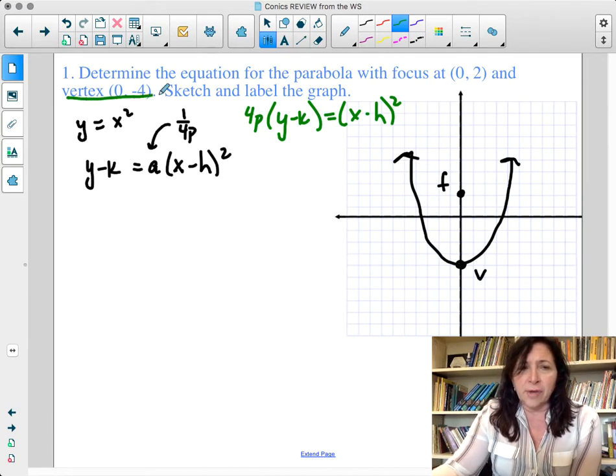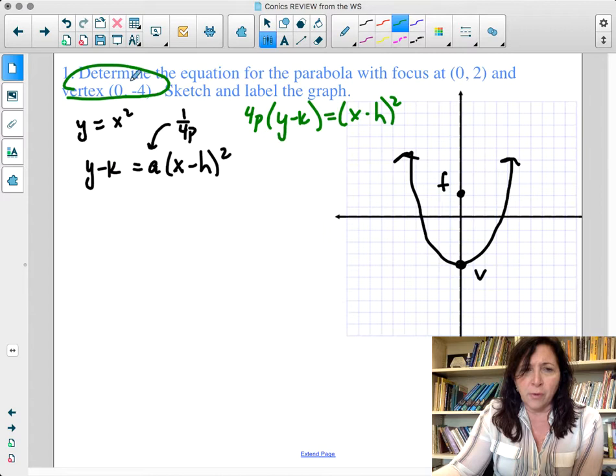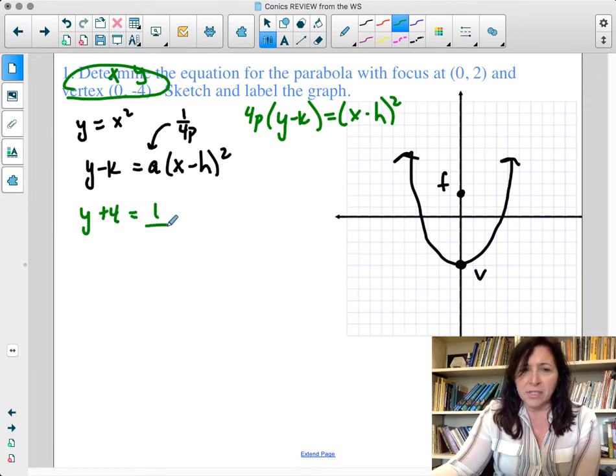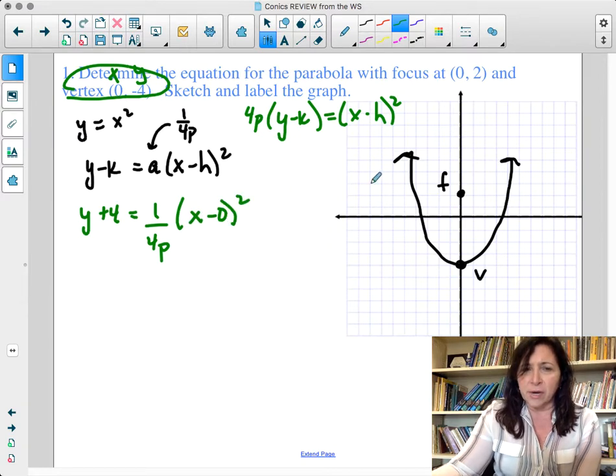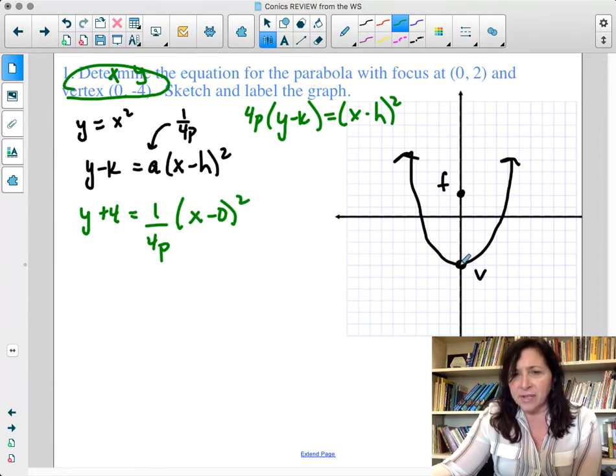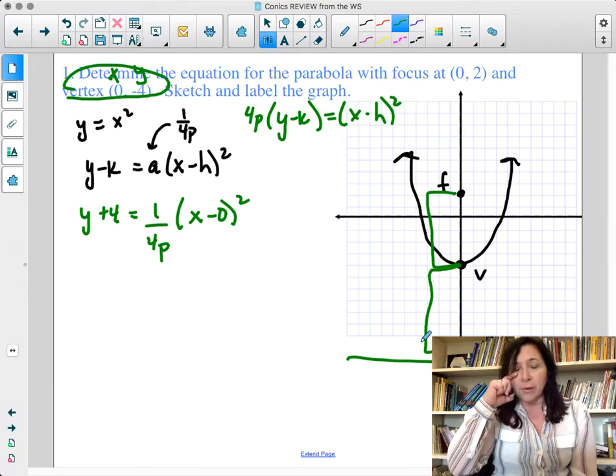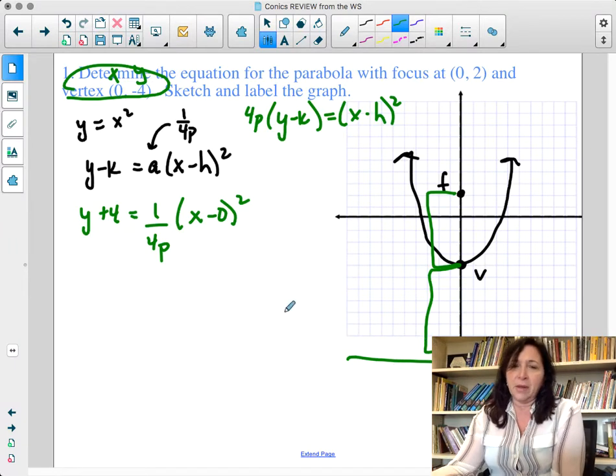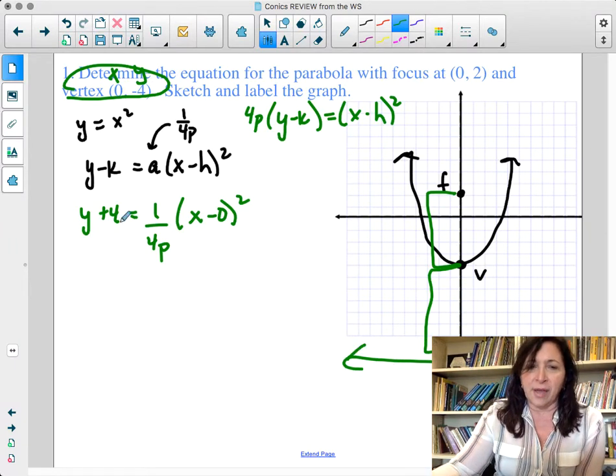So we do know that our vertex is at (0, -4). Remember, this is x, this is y, always. Y always goes with k, so this is going to be y plus 4 equals a, which is 1 over 4p, times the quantity x minus 0 squared. P is the distance from my vertex to my focus, but also the same distance from my vertex to my directrix, which we don't have and they don't ask for it. But I just wanted to make sure you understood that.